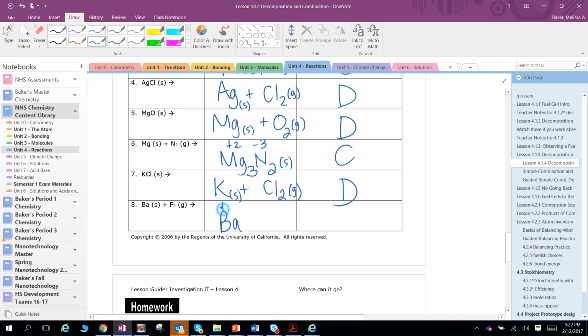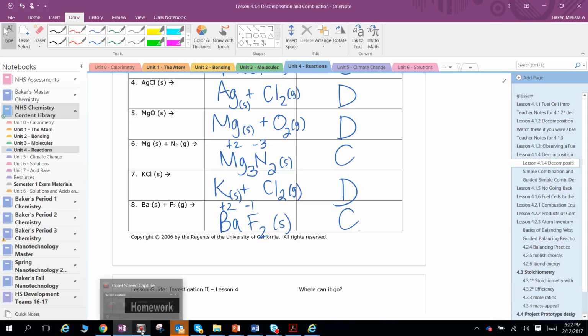And last but not least, barium combining with fluorine would form BaF2. Since that's an ionic compound, we can assume that that is a solid, and that we would write a C for a combination reaction. So that's what you missed in lesson 4.1.4.